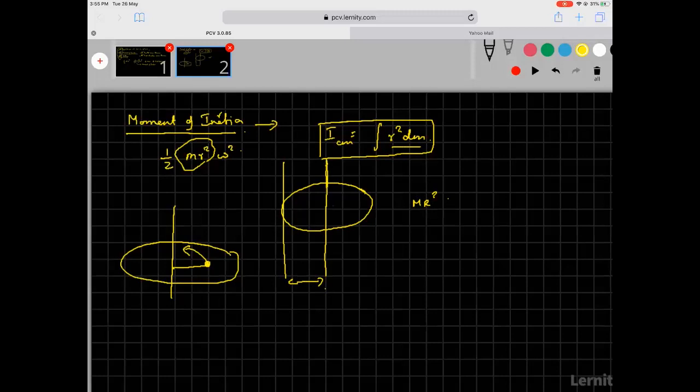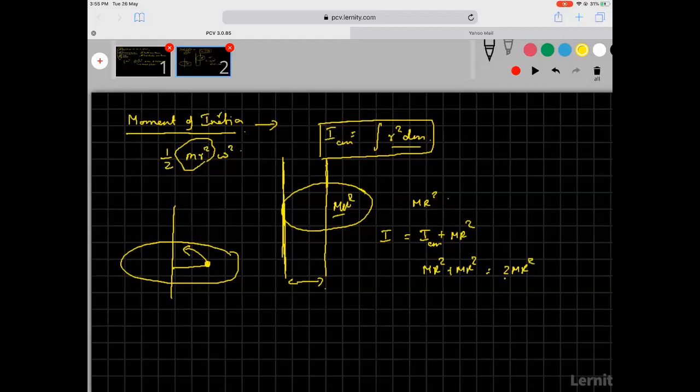So according to the parallel axis theorem, moment of inertia about any axis is equal to ICM plus mr squared. So in this case, ICM itself is mr squared. So mr squared plus mr squared will make it 2mr squared. So moment of inertia about an axis perpendicular to the plane passing through this point is 2mr squared. About the center is mr squared. Okay, so this is the parallel axis theorem.